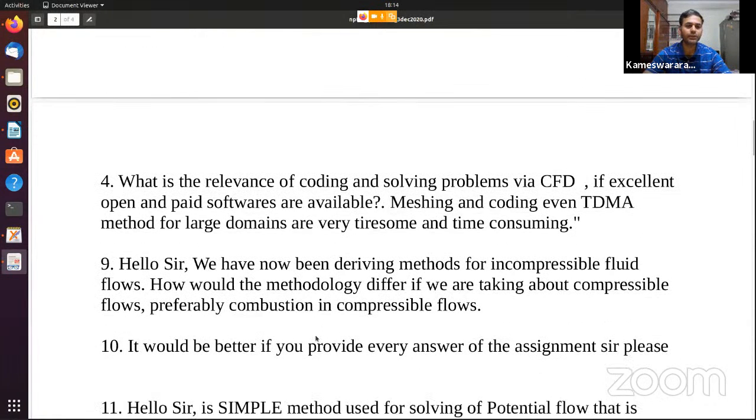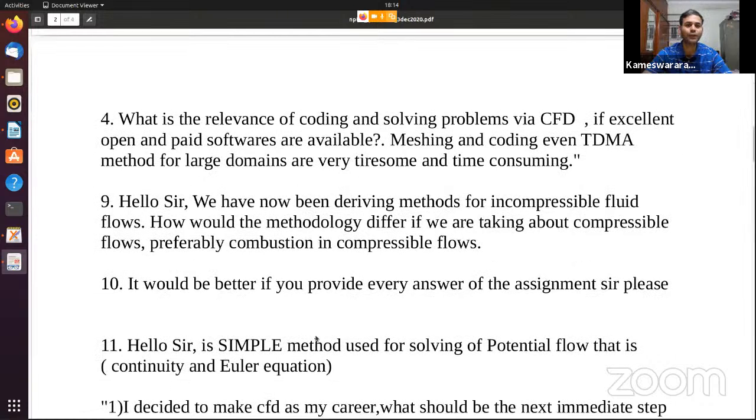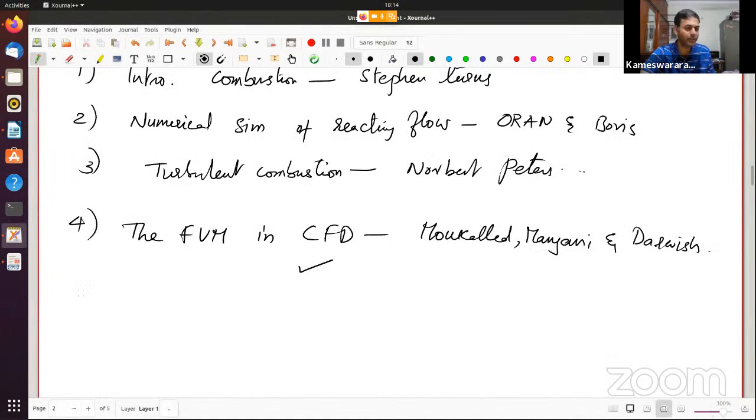All right, then the next question is, what is the relevance of coding and solving problems in CFD, if excellent open and paid software is available? Machine coding, even the TDMA method for large domains, is very tiresome and time consuming. Well, the relevance of learning coding or writing these programs is the learning part, right? You will know what equations are solved behind any of the software. And once you know the equations, you would know their limitations or where they are applicable. Then, if you want to change the problem and solve something else, you will be able to modify the equations. So that is the first part.